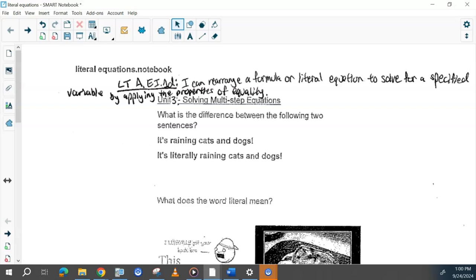Brooklyn, go ahead. One is saying it's raining cats and dogs, and one is saying it's literally raining cats and dogs. So one can be figurative and then one can be physical. Okay. Anyone want to add to that?